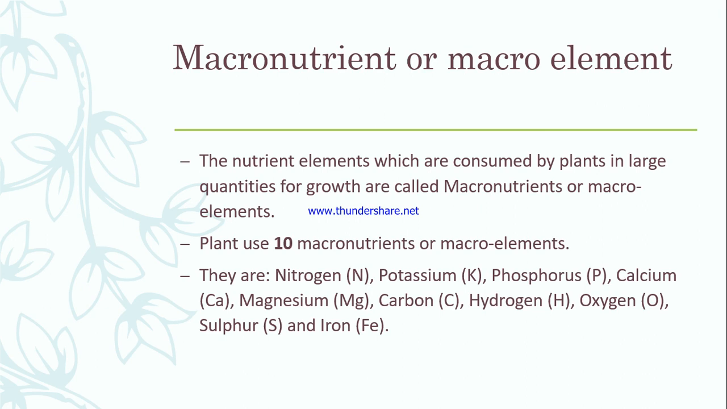The names of these 10 macronutrients are nitrogen, potassium, phosphorus, calcium, magnesium, carbon, hydrogen, oxygen, sulfur, and iron. You have to learn or memorize these 10 names mainly for MCQ. In MCQ, the question might come like this: carbon is which type of element? So you have to identify which type of element carbon is. For that MCQ, you have to memorize the numbers or names.